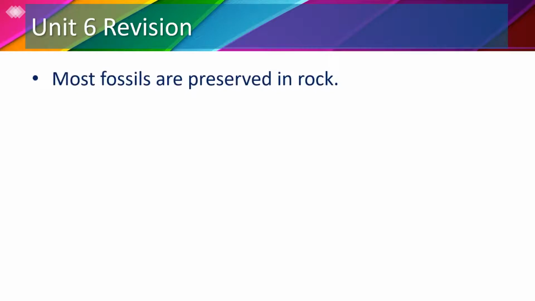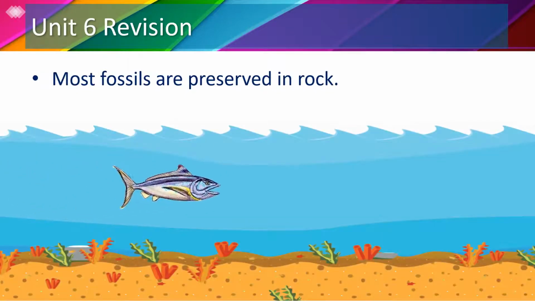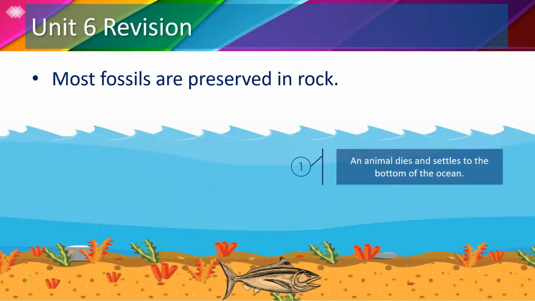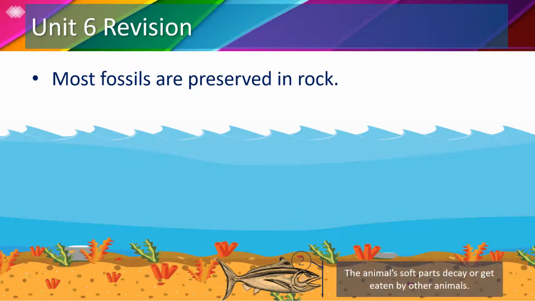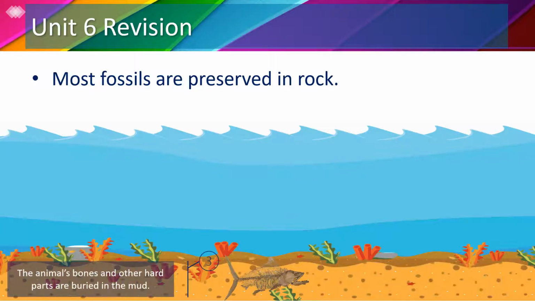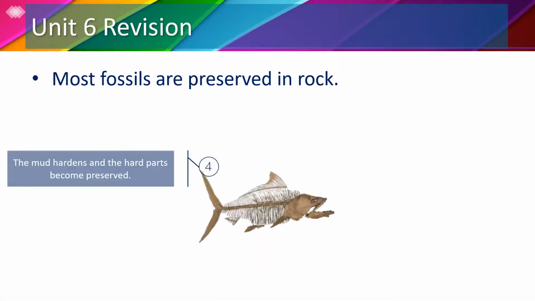We also said that most fossils are preserved in rock through the following steps. First, an animal dies and settles to the bottom of the ocean. Next, the animal's soft parts decay or get eaten by other animals. Then, the animal's bones and other hard parts are buried in the mud. And finally, the mud hardens and the hard parts become preserved.